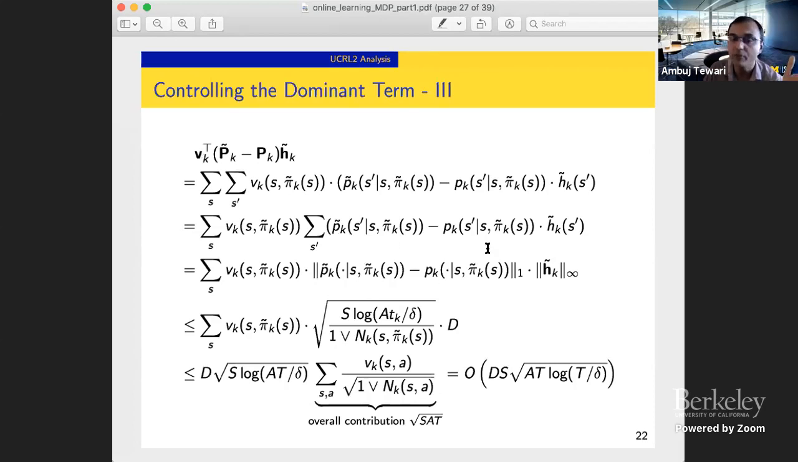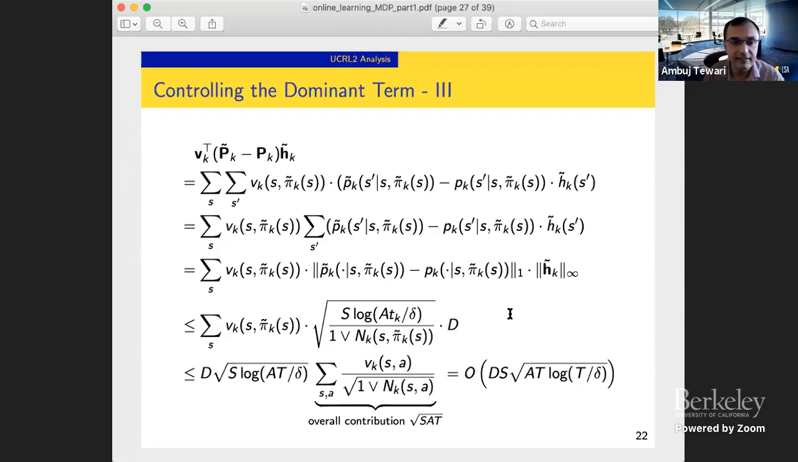When you analyze this dominant term, you get a term where the difference between P tilde and Pk hits H tilde k. What do we know about H tilde k? It has a small span. Why? Because the diameter is small, and it's the infinity norm of H tilde k, which is controlled by the diameter. So I can only put an infinity norm here, which forces me to put an L1 norm on the difference between probability distributions. That's the source of L1, at least if you do this analysis. I'm not saying that there's no other way to do the analysis, but this analysis is the root of why the L1 norm appears.